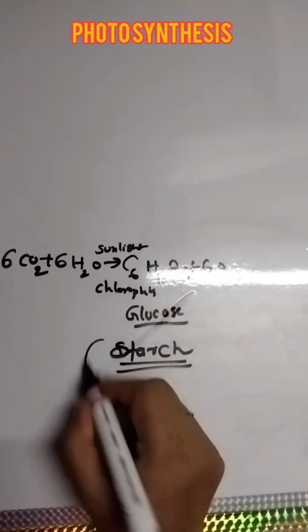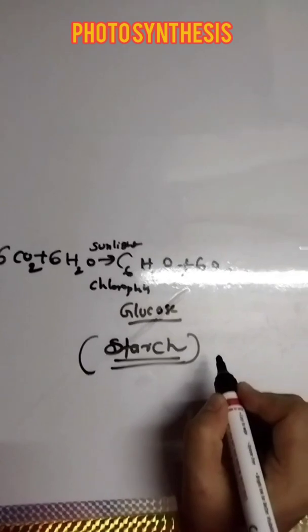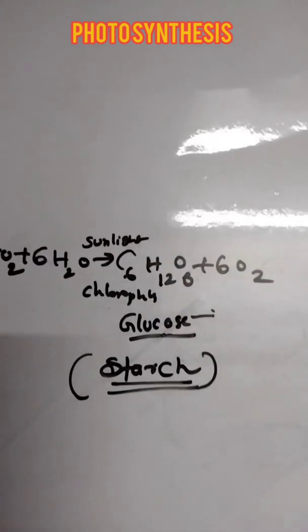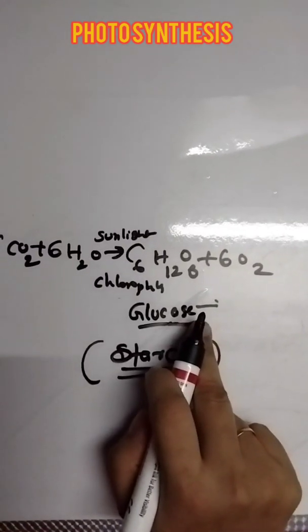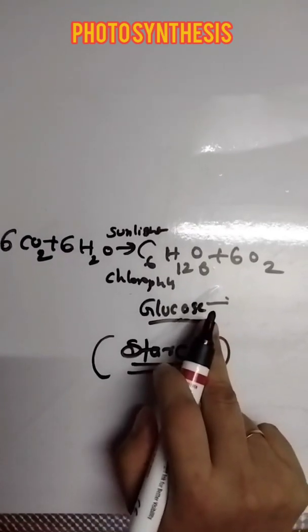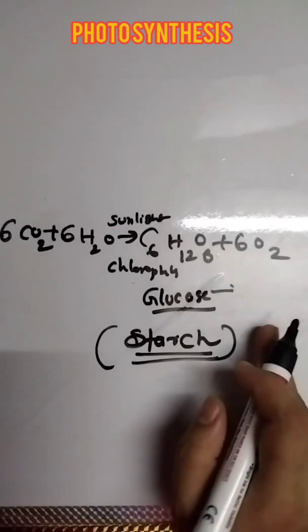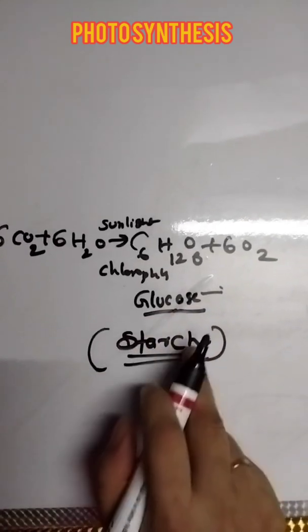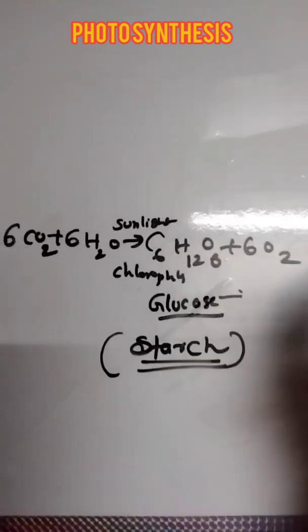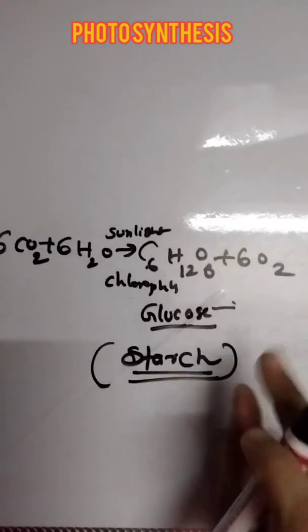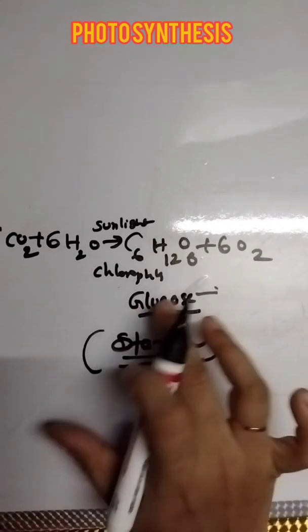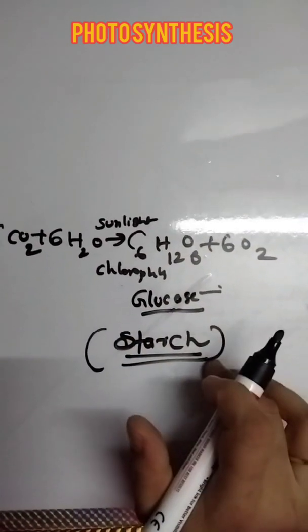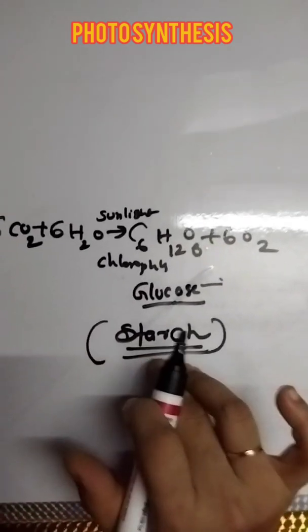Now you can ask me, why is it stored in the form of starch? Why not in the form of glucose? Because glucose is a very active element. It dissolves in water. It may get lost sometimes, or it may get involved in a chemical reaction unnecessarily. So for that purpose it is stored as starch. Starch is nothing but many glucoses joined together. So the rest of the glucose is stored in the form of starch, which we use.